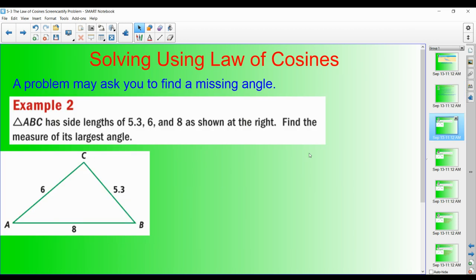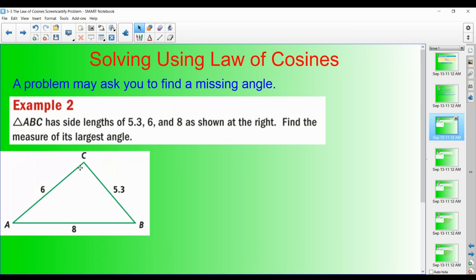So here's our first problem. Triangle ABC has side lengths of 5.3, 6, and 8, as shown at the right. Find the measure of its largest angle. So we learned in geometry that the largest angle is opposite the longest side. So we're going to be looking for angle C in this problem.